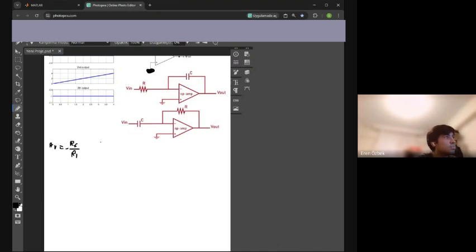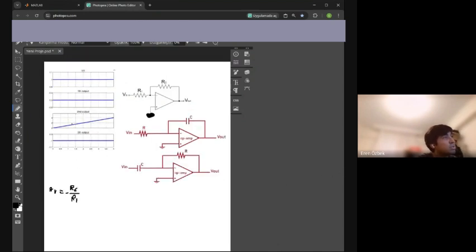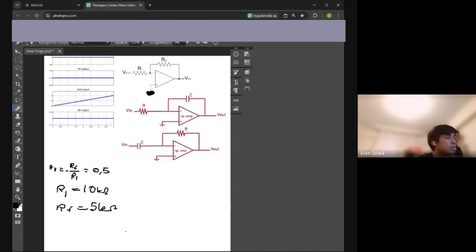If we do the calculation, we find the gain is minus 5. Choosing parameters: if you choose R1 as 10 kilo ohm, RF is 5 kilo ohm. Any resistor pair with the same ratio is acceptable for this stage.